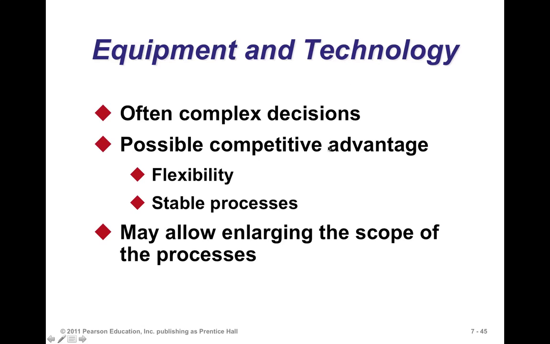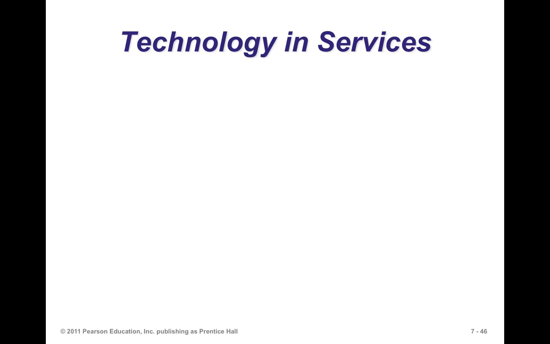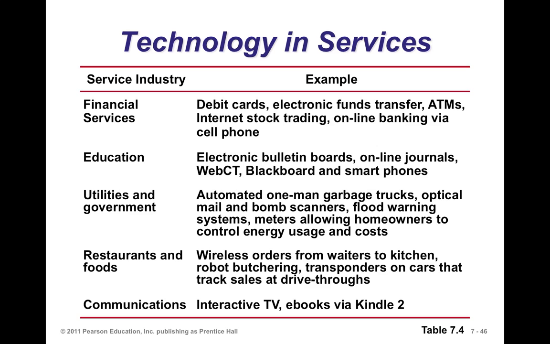Equipment and technology in processes. Sometimes we have some choices, and the type of equipment and technology that we use could enable or help to create capacity or help to create flexibility or could help to stabilize processes. So it's useful to be aware of some of the types of technologies that can be used. In manufacturing, we often talk about group technology, computer-aided design, computer-aided manufacturing, and so on.